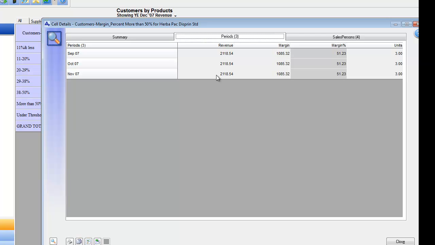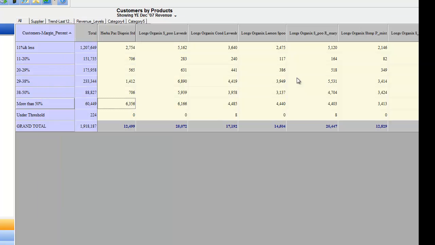We also noticed that it's only been sold in 3 months of the total year, which is a little bit of a concern. So that's the first area that we need to think about.